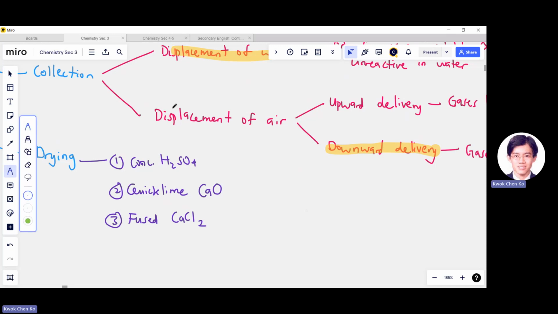Sabrina, when do I use conc sulfuric acid? What kind of gases can it dry? Okay, this is for acidic gases. But to be fair, it can be used for neutral gases as well. Quicklime? Okay, I think you're right, because I saw wrongly. I thought you put conc sulfuric acid. Okay, this one is for alkaline or neutral gases, if you know what the neutral gases are.